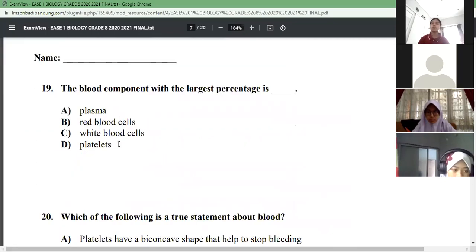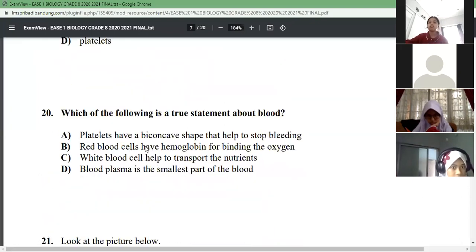B. Next, the blood component with the larger percentage. Okay, good question. Any thoughts? Plasma. Plasma, indeed. Plasma takes the most percentage, other than the blood cells. About 55% of our blood components. Yeah, plasma, quite clear. Which of the following is a true statement about blood?